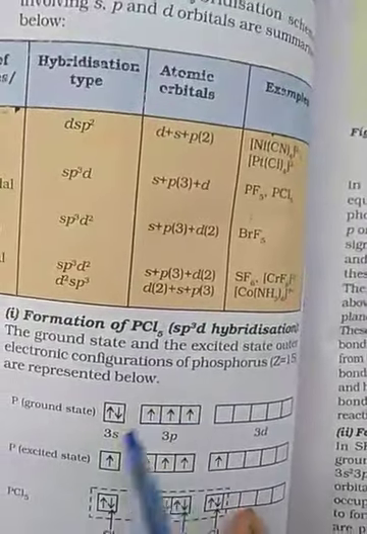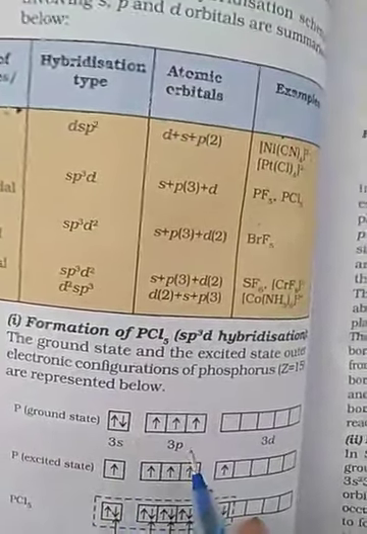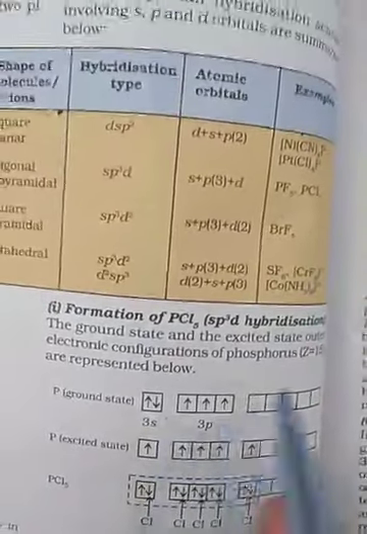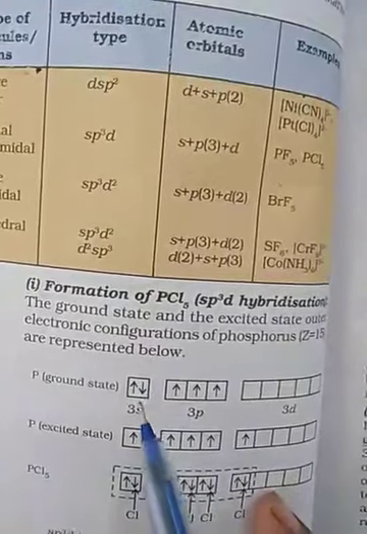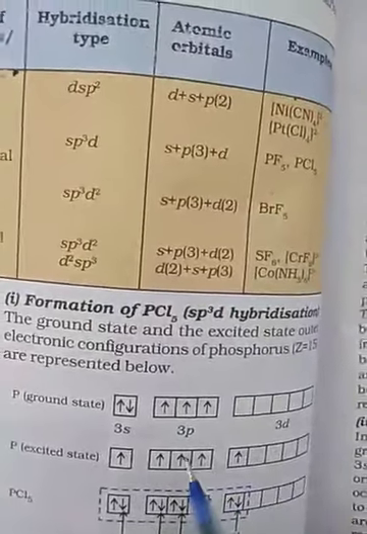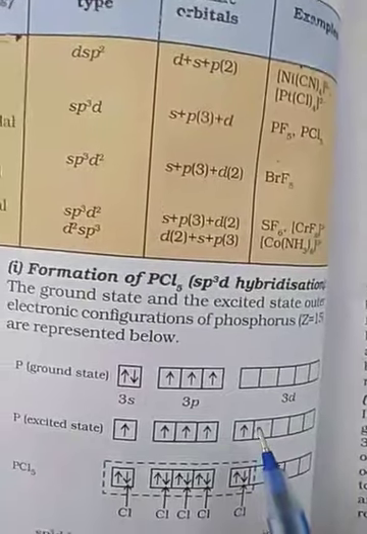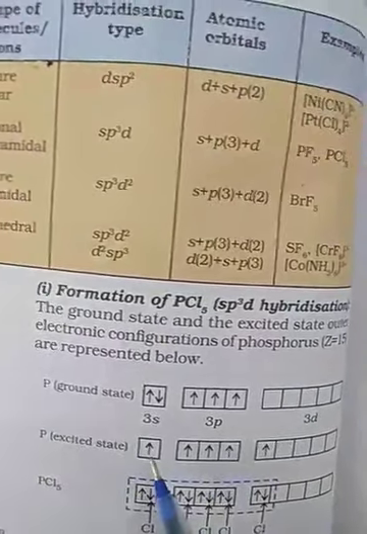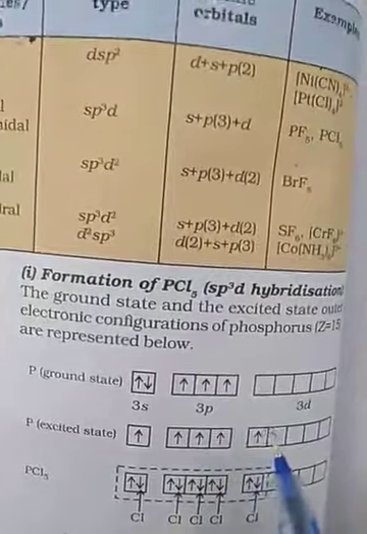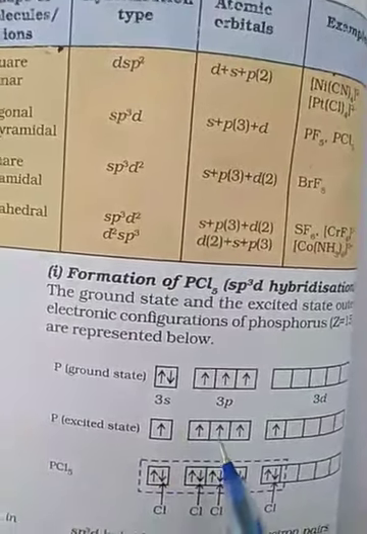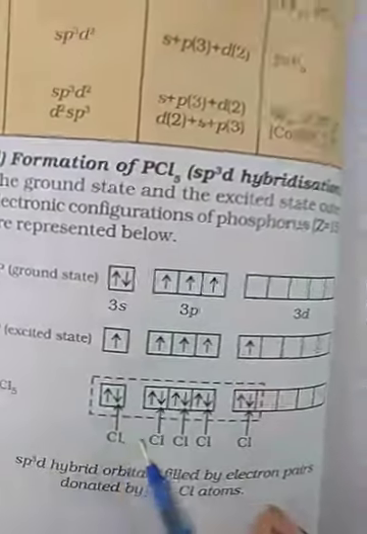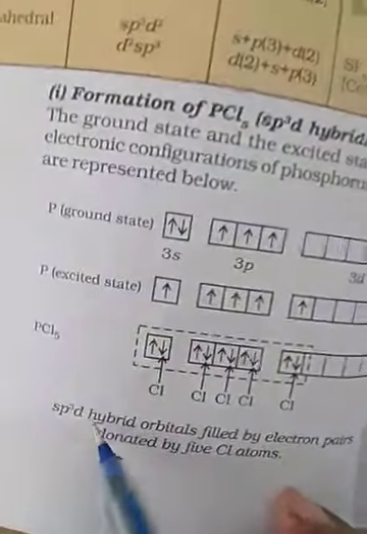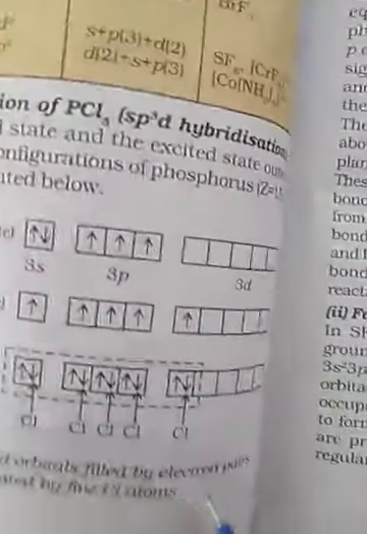Up to neon, 10, you leave it, then 3s2 and 3p3. After 10, I am telling 5 orbitals. So this is the ground state. In the excited state, an s electron shifts to the higher energy 3d. So there is mixing of 1 s, 3 p and 1 d orbitals, which will combine with 5 chlorine atoms. So these sp3d hybrid orbitals are filled by electron pairs donated by the 5 Cl atoms.